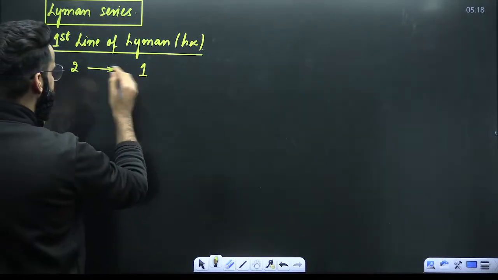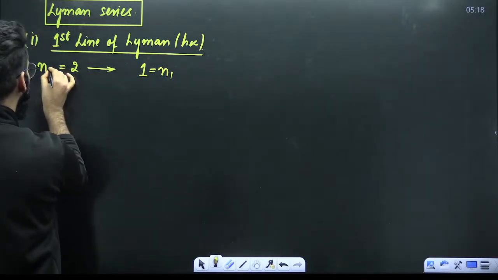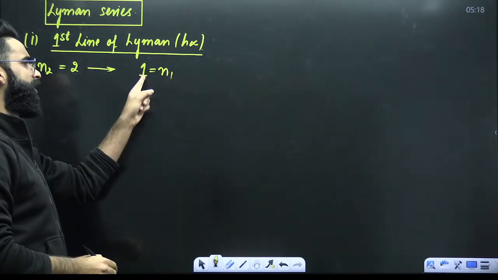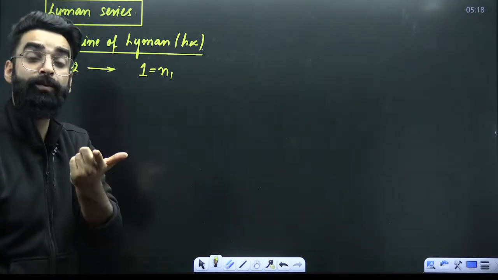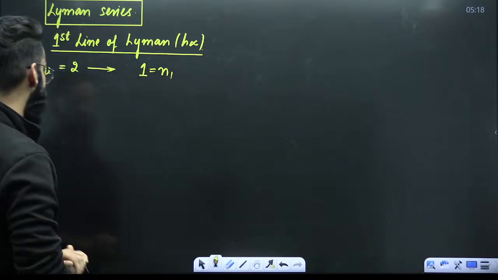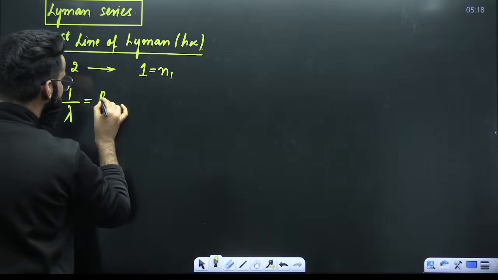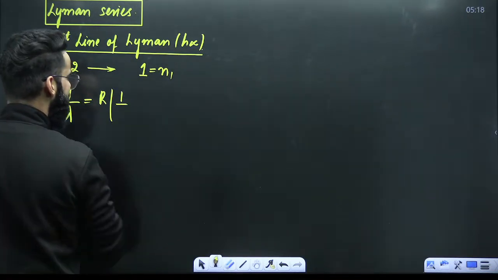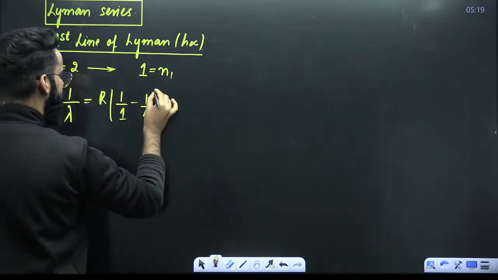Now, which one is the lower energy state? 1. I should be calling this n1. Which one is the higher energy state? 2. I should be calling this n2. Now, we know when the electron makes a transition from higher to lower, it emits energy in the form of radiation. That radiation has some wavelength. Let's calculate the wavelength of the radiation which is emitted. So I'll be using Rydberg's formula: 1 divided by lambda is equal to R Z square. I'm talking about hydrogen, Z is 1. Into 1 upon n1 square minus 1 upon n2 square.